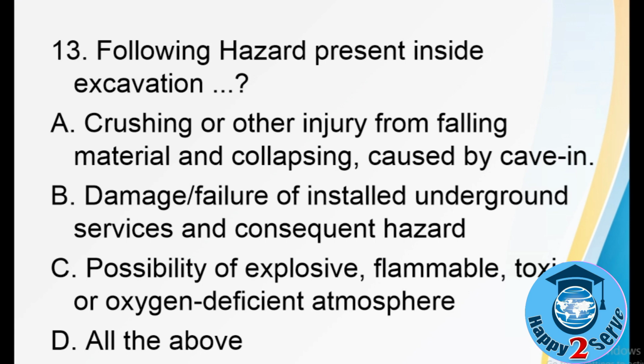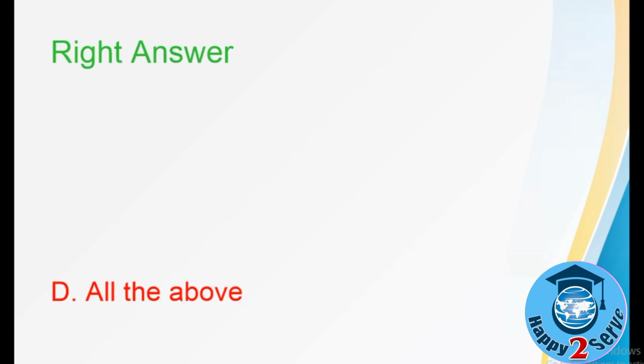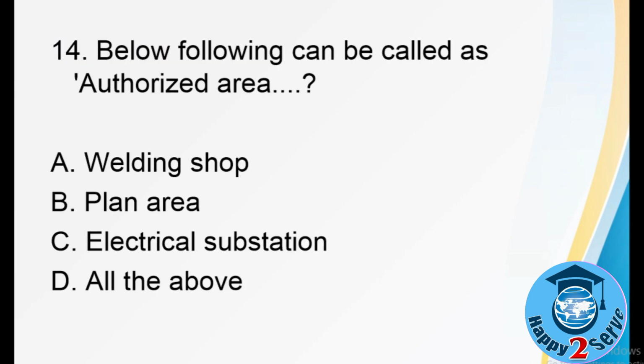13. Which following hazards are present inside an excavation? A. Crushing or other injury from falling material and collapsing, caused by cave-in. B. Damage or failure of installed underground services and consequent hazard. C. Possibility of explosive, flammable, toxic, or oxygen-deficient atmosphere. D. All the above. Right answer: D. All the above.